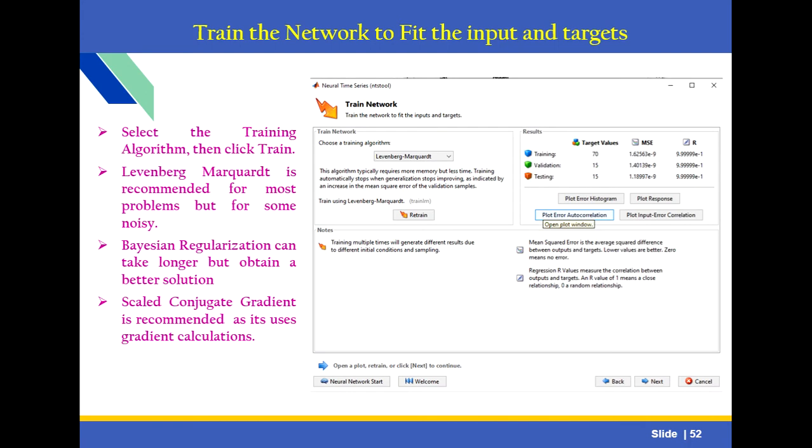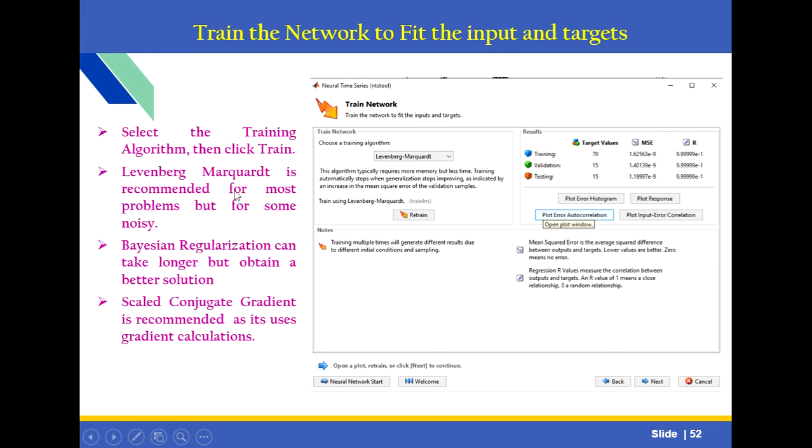This panel shows how to train the network to fit the input and output targets. Select the training algorithm. Here you choose the training algorithm for this time series problem. You choose the Levenberg algorithm. This algorithm typically requires more memory but less time. Training automatically stops when generalization stops.